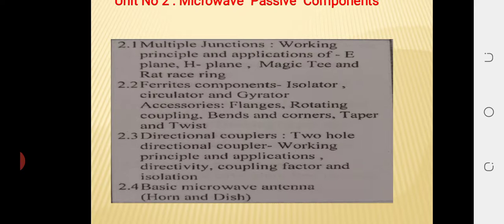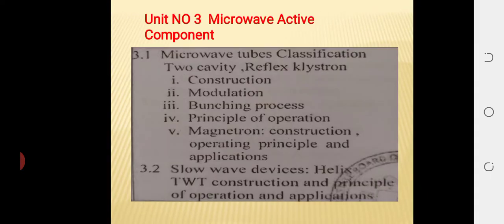we are going to start with unit number 3. This unit number 3 is very important because it carries 20 marks. I repeat, unit number 3 carries 20 marks. The name of unit number 3 is Microwave Active Components.